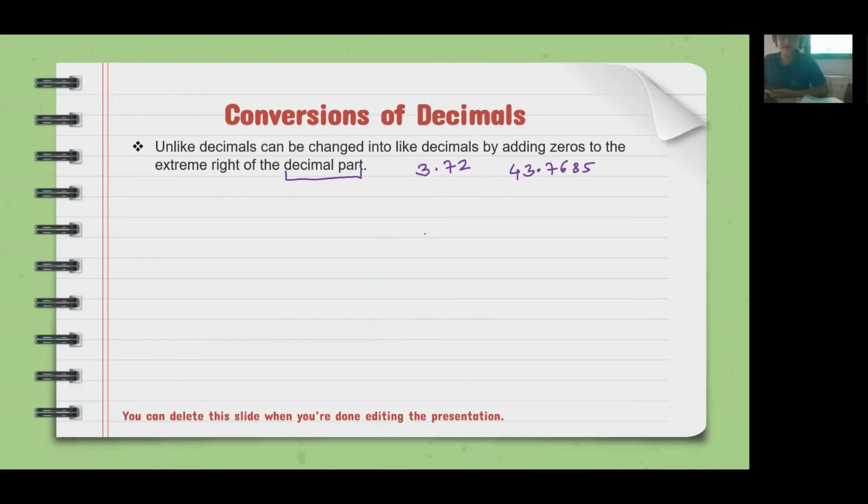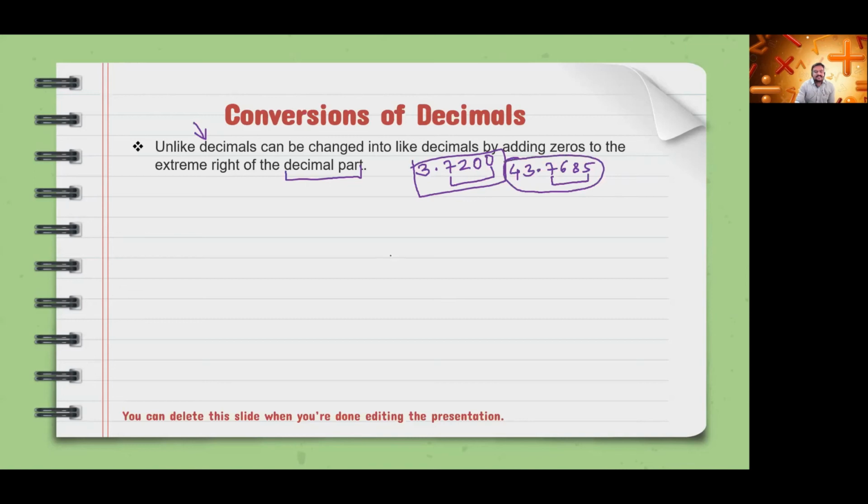So now we need to convert these unlike decimals into like decimals. So what will we be doing here, according to this statement? Adding zeros to the extreme right. Means we add zeros to 3.72. Now see here, after the decimal point there are 4 digits, so we will have to make 4 digits here also, then it will become like decimals. So we will just add two zeros. That's it. Now this part and this part have been converted into like decimals. Is it clear to you, the conversion of decimals?